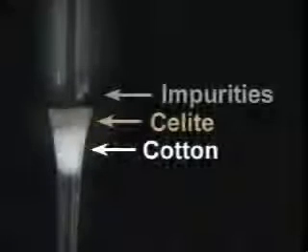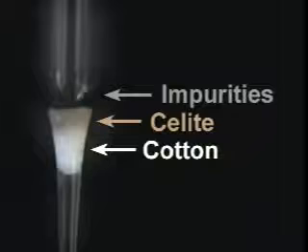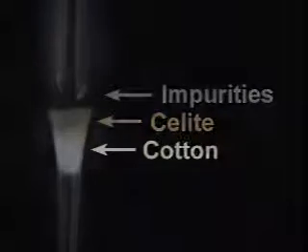But let's take one last look at our filter pipette. Here it is after the filtration. As you can see, impurities have collected on top of the Celite. So that was microscale. Let's go macroscale with gravity filtration.